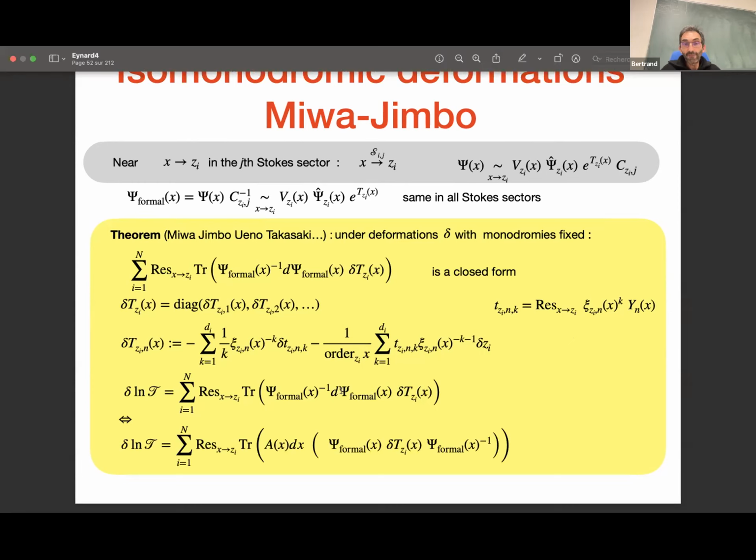Let me recast it in a slightly different way. Let us use that d psi equals A psi, and use the cyclicity of a trace to put the A on the left, and then on the right we have psi formal delta t psi inverse. You will see in all the next slides that this kind of thing, psi something psi inverse, will appear all over the place. So we shall study it in more detail now.